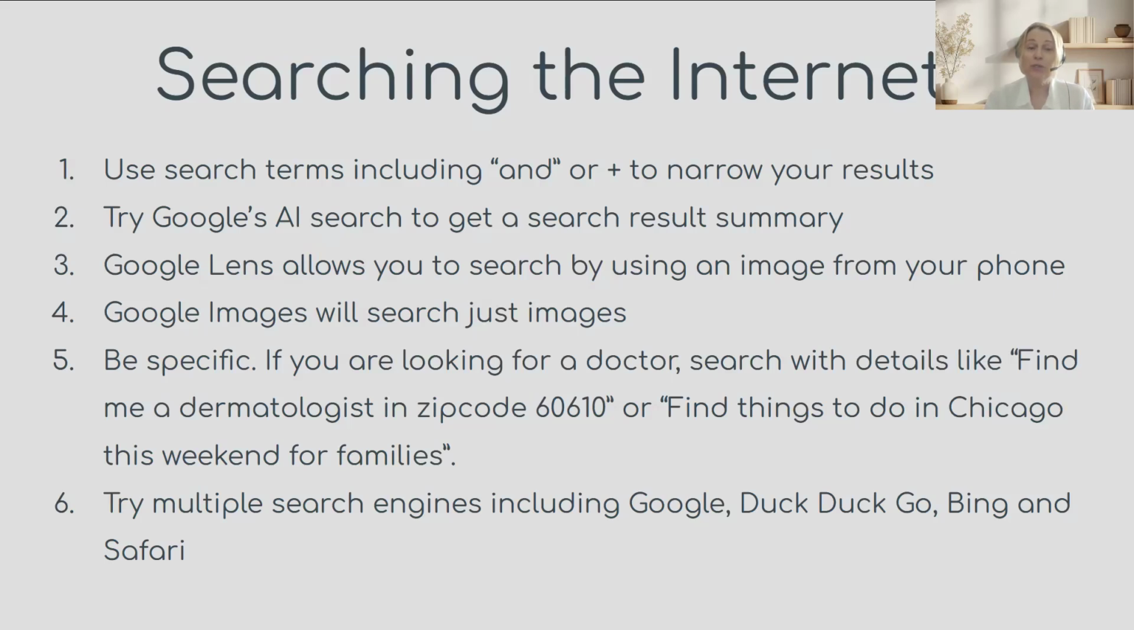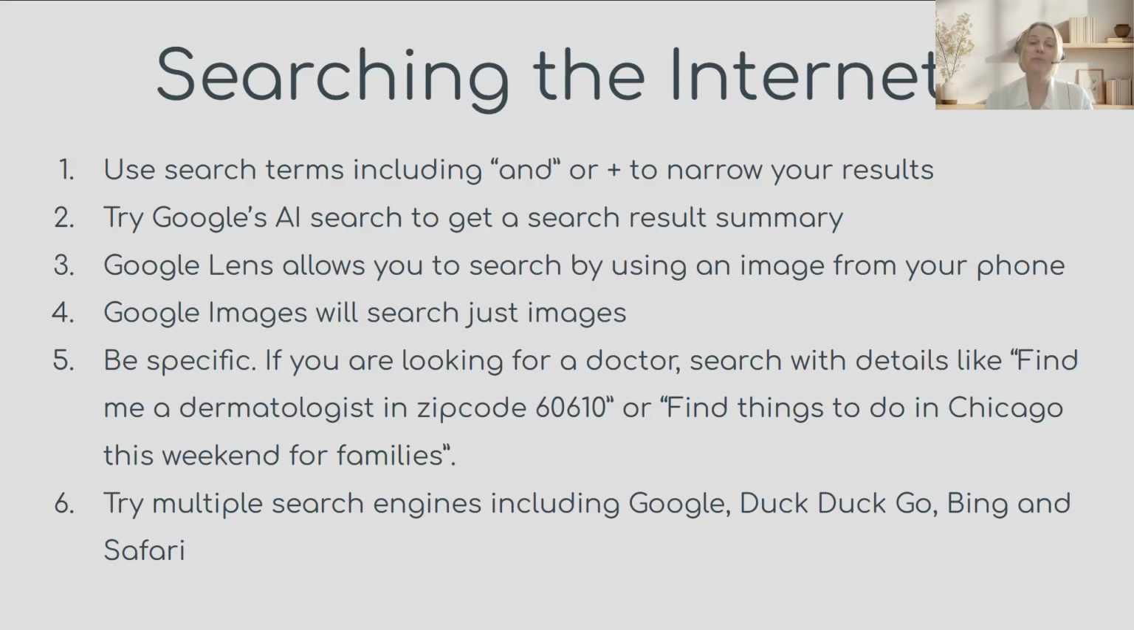Google Images will search just images. So if you are not necessarily looking for search results of websites, but just pictures, then you might want to search through Google Images specifically. Now that's putting in a search term such as elephant, and then Google Images will only show you pictures of elephants instead of page after page of search results of websites with elephants.